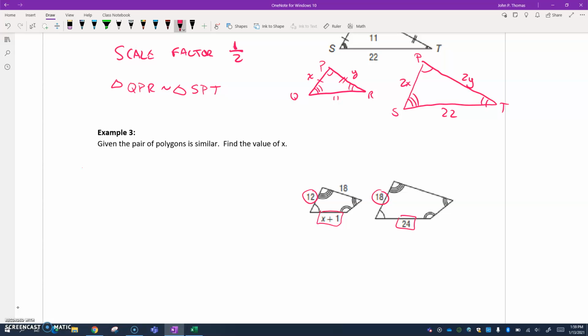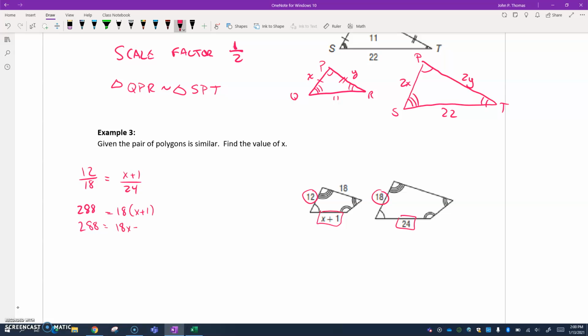So I'm going to set up a ratio. 12 to 18 equals x plus 1 to 24. All right, and then we can go about solving that. So if we have a calculator handy, it definitely makes it a lot easier. So we're going to take 12 times 24, and that is 288, equals 18 times x plus 1, using cross multiply from our earlier set of notes.